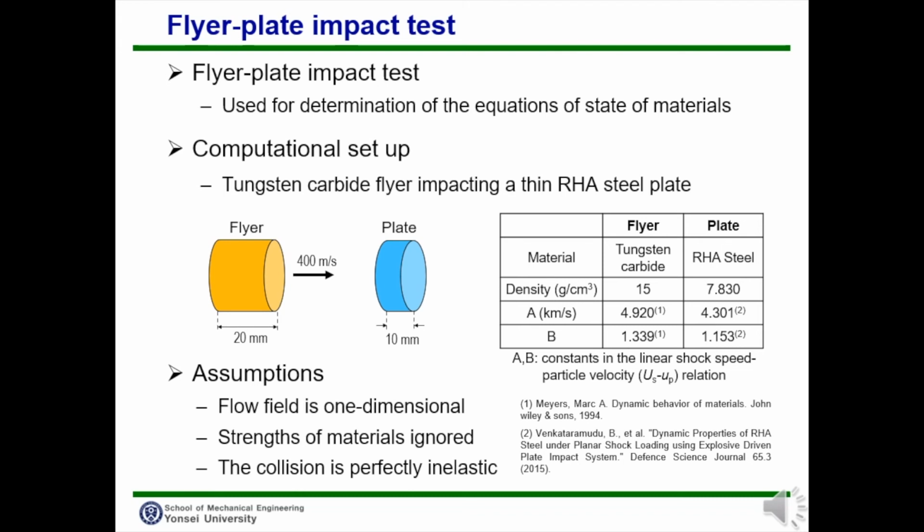Here are a few assumptions. First, the flow field is assumed to be one-dimensional. Second, the strength of the materials is not considered. Third, the flyer and the plate make an inelastic collision.